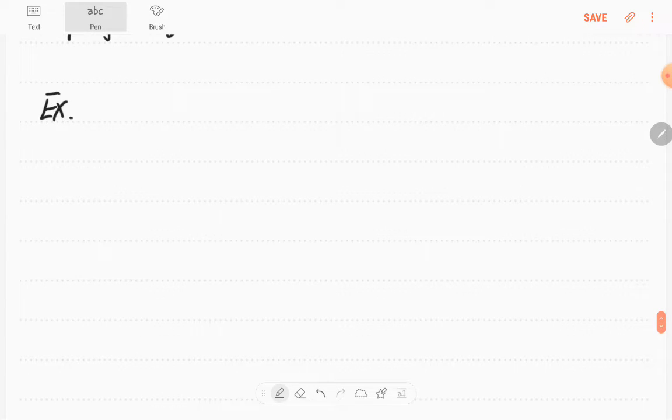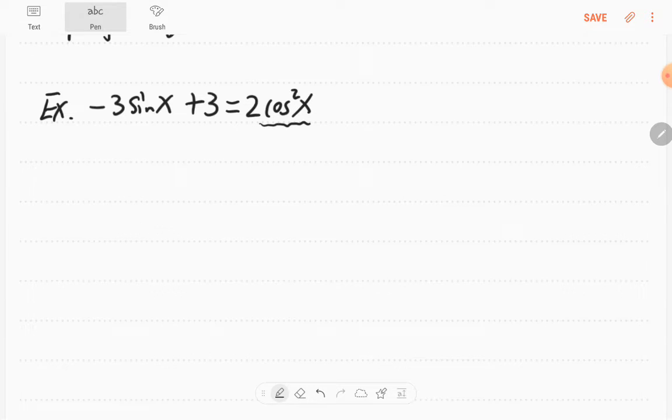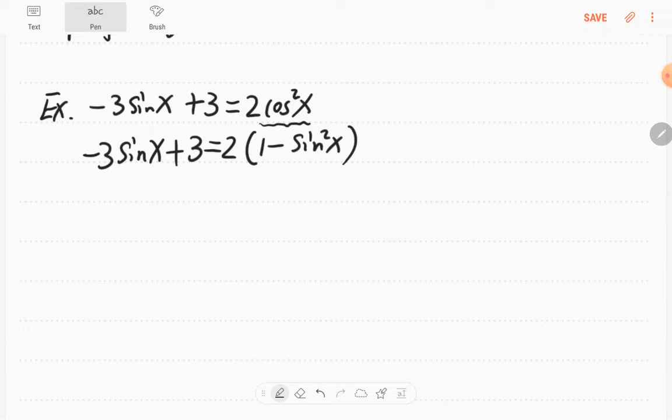So next one, we have negative 3 sine x plus 3 equals 2 cosine squared x. So we solve for this one, but we have sine and cosine, right? So we need to convert one in terms of the other first to have a single sine or single cosine. But here we notice that it's convenient to convert this one, right? Because we know this is equal to 1 minus sine squared.